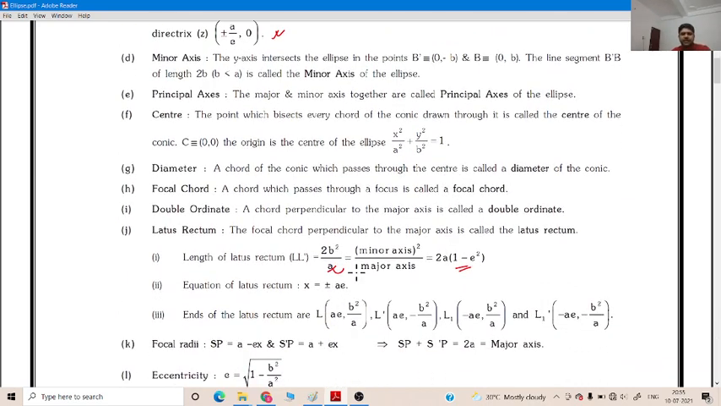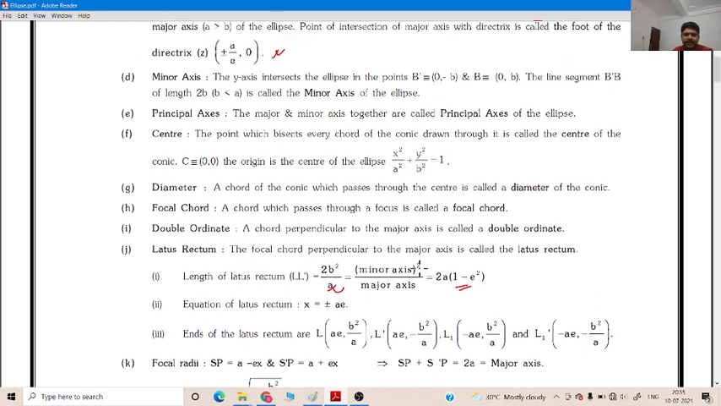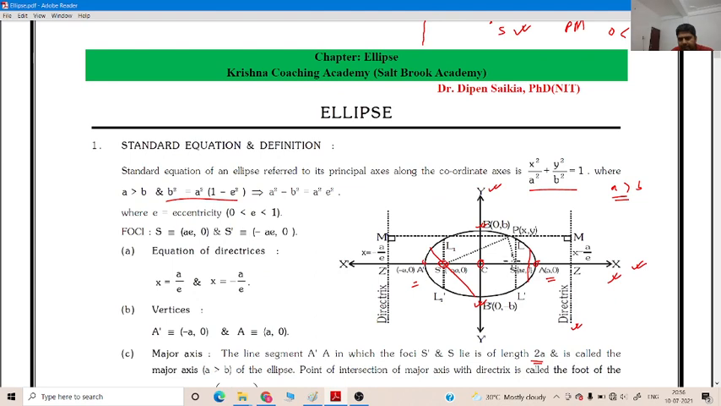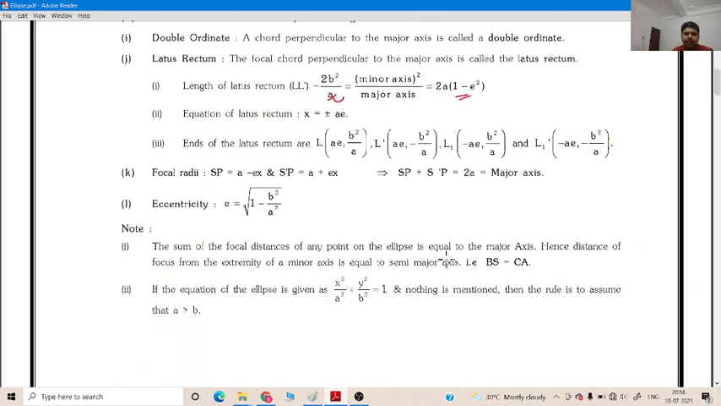And the endpoints of this latus rectum: this length is ae, and the total length is twice b square by a. Therefore, half the length is b square by a. So the coordinates of the point L are (ae, b square by a), or to say the other, (ae, minus b square by a). Similarly, you can find the other endpoints in this portion also, by the same procedure.